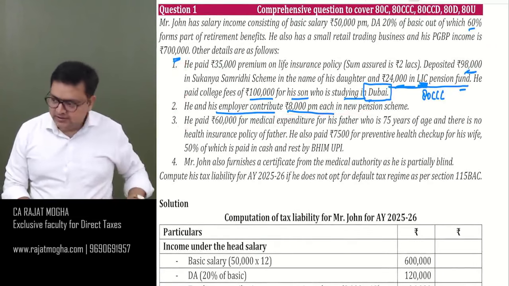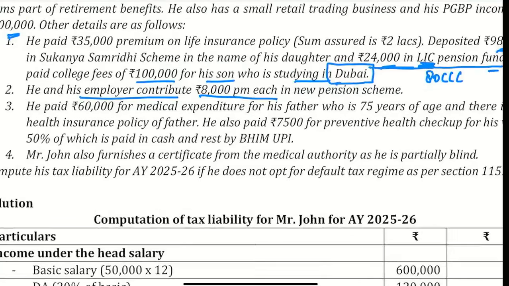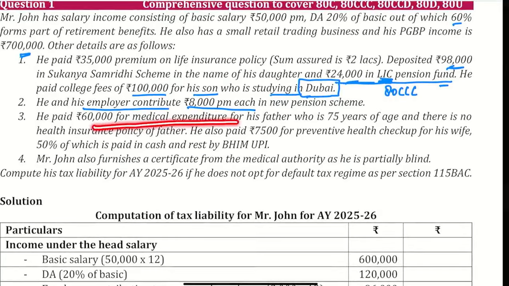Third point. He paid 60,000 for medical expenditure for his father who is 75 years of age, and there is no health insurance policy of the father. He also paid 7,500 for preventive health checkup for his wife. 50% of his pay paid in cash and rest by Bhim UPI. He furnishes a certificate from the medical authority and he is partially blind.